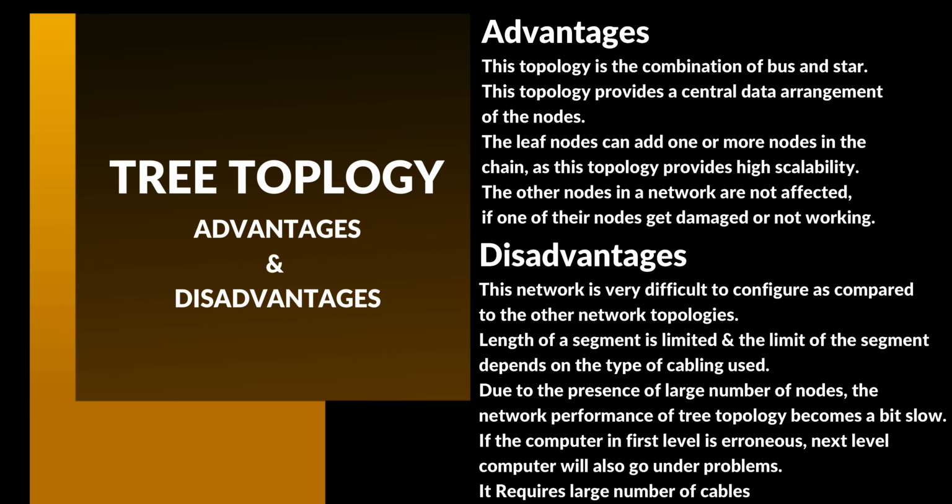Now, the disadvantages. This kind of network is very difficult to configure as compared to the other network topologies. The length of a segment is limited, and the limit of the segment depends on the type of cabling which is used. Due to the presence of a large number of nodes, the network performance of tree topology will definitely become slow. If the computer in the first level is erroneous, the next level computer will also go under problems. And it requires a large number of cables compared to star and ring topology.